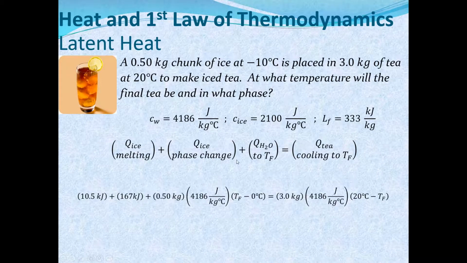But for these two, we use the MC delta T equation, making sure to note the new specific heat for the ice turned into water. And again, the final temperatures are set up so that we have positive numbers. And then we find that the final temperature is going to be 5 degrees Celsius. So the final temperature is 5 degrees Celsius, and it's in the form of liquid water.